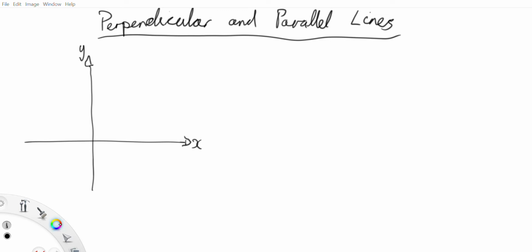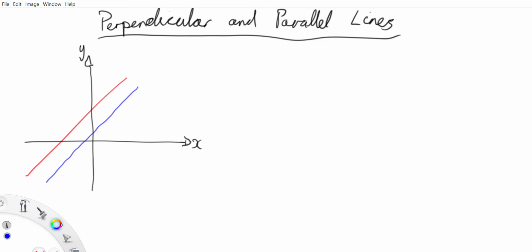Firstly, let's talk about what we might mean by perpendicular and parallel. If I've got this red line here, then I can draw a parallel line in blue, which means that it has the same gradient. It runs next to, but never touches. It's like the train tracks. So that is parallel.